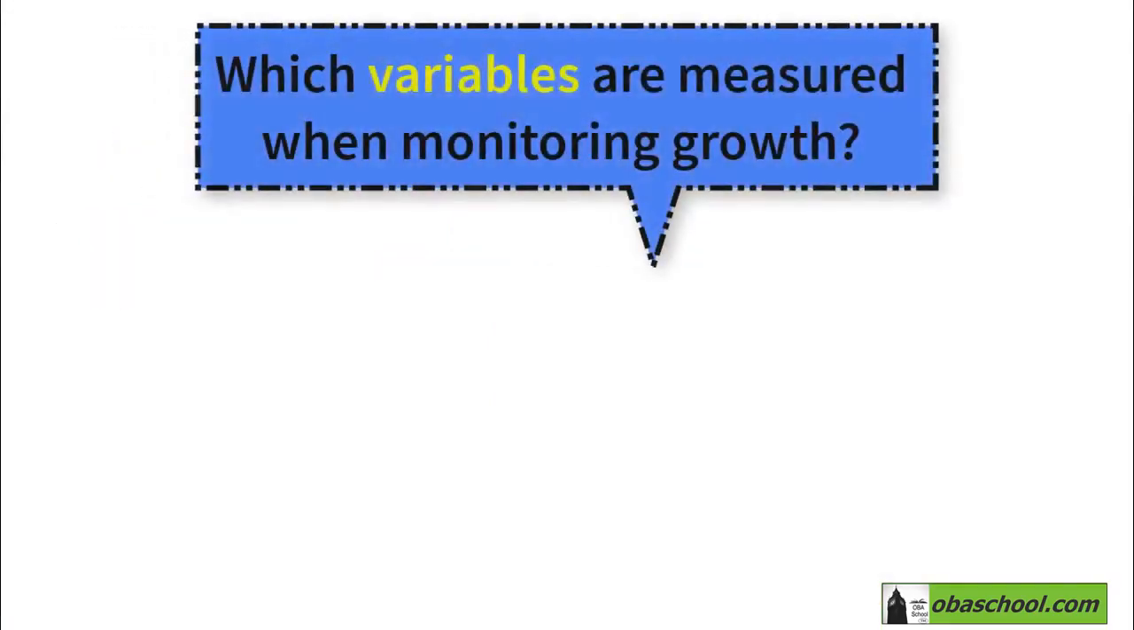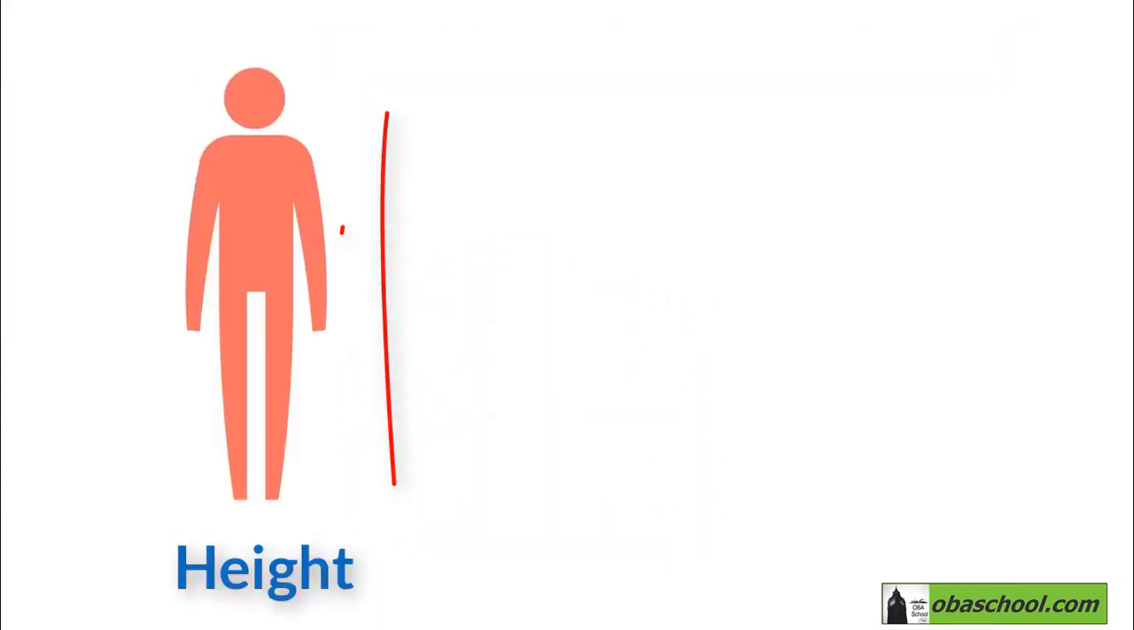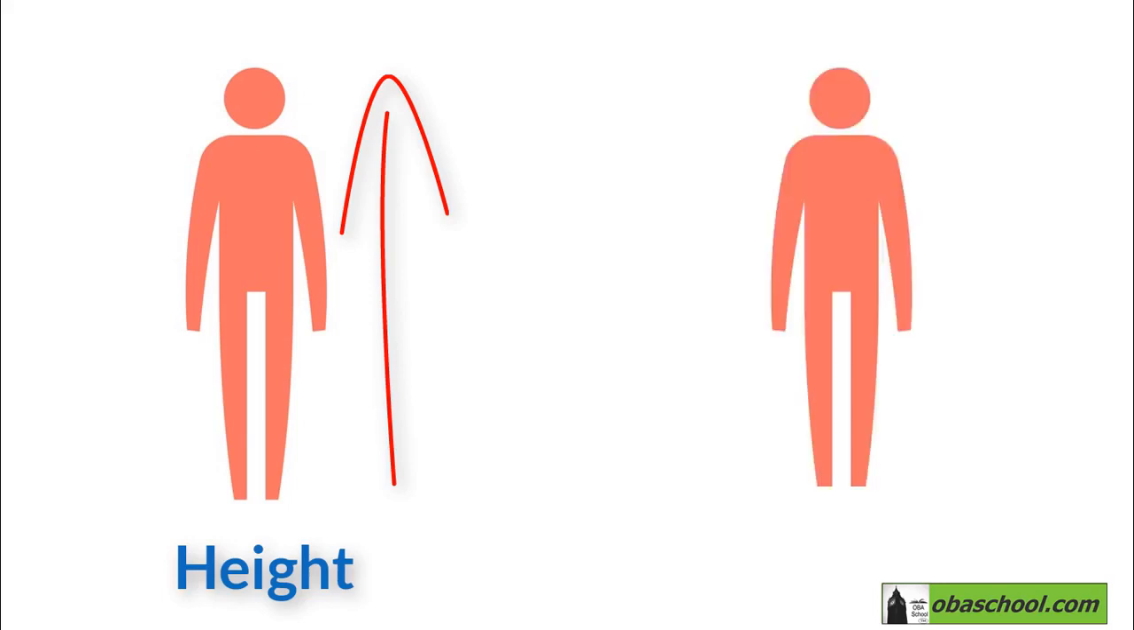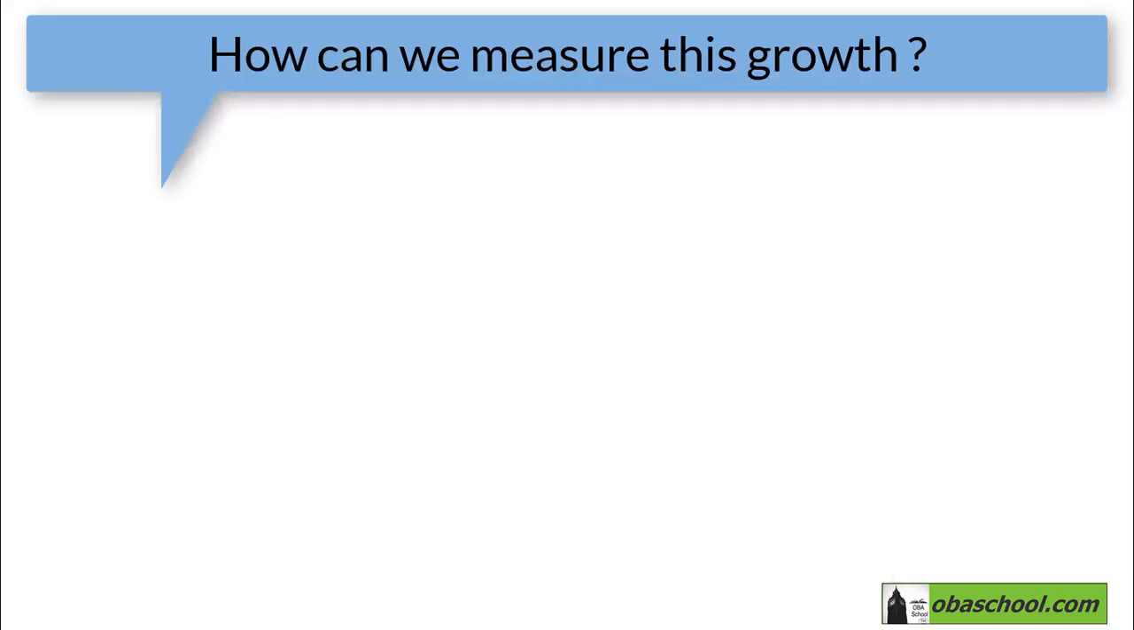First of all, when monitoring the growth of children or measuring their growth, we take into consideration two main variables. The first one is the height or the length, and the second one is the weight or the mass, and it is usually recorded at birth. However, how can we measure this growth?